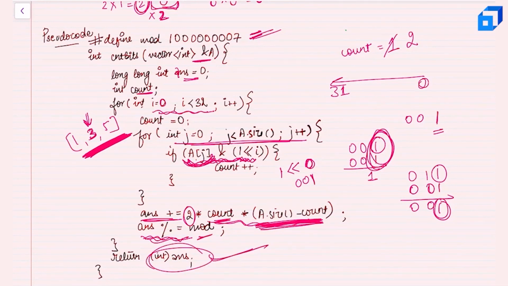So this is the approach, and the complexity is going to be nothing but this loop will run 32 times, so it's going to be 32, and this loop will run for the number of elements in the array, so that means n, so it's going to be 32 into n.